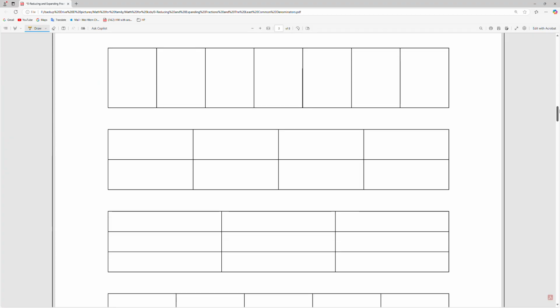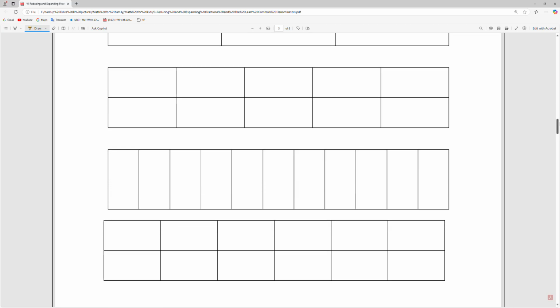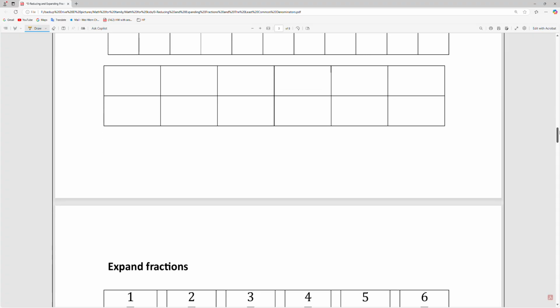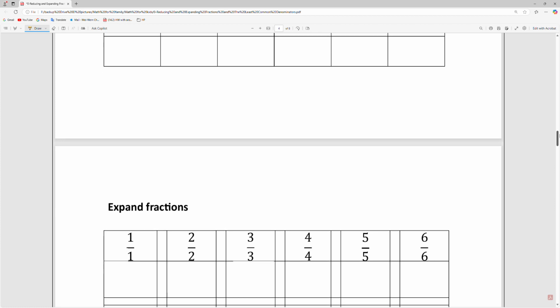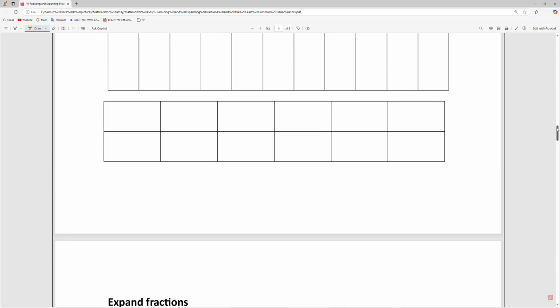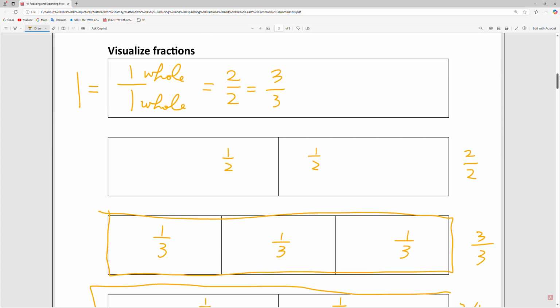photos or the pictures or the drawing I show you here, first thing I want to show you, yes, you can expand the fraction. You can expand the fraction and they are all equal. How can you expand the fraction? Let's go back to here.